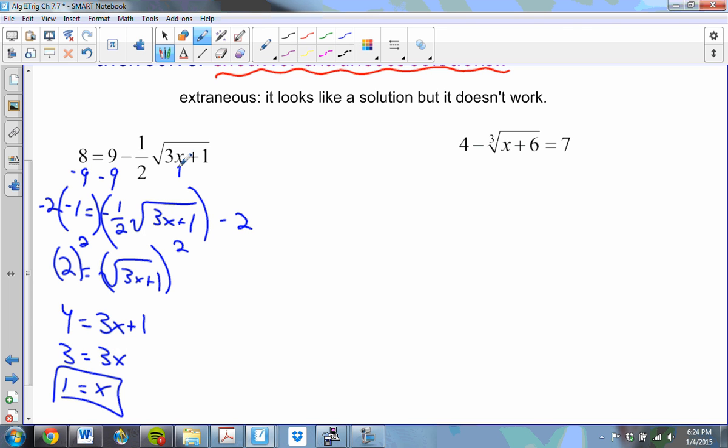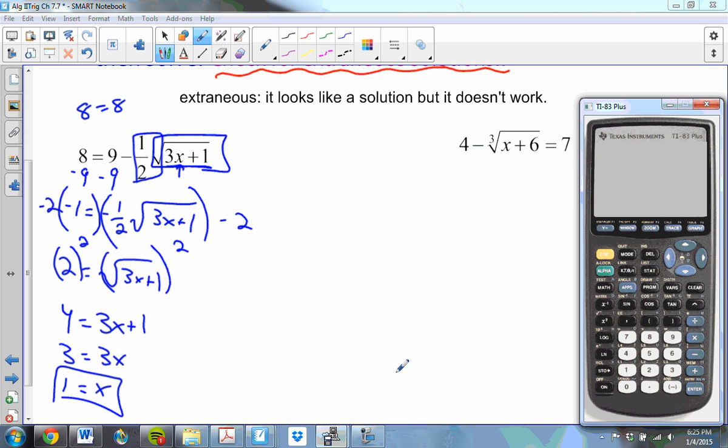I have to go back and check that to make sure that works. So I'm just going to plug a 1 in here mentally and see what happens. 3 times 1 is 3, 3 plus 1 is 4, the square root of 4 is 2, 1/2 times 2 is 1, 9 minus 1 is 8, so I get that 8 equals 8, and it checks. You can check those mentally really quick, but you could also just plug it into your calculator and do 9 minus 1/2 times the square root of 3 times 1 plus 1. Should get out 8. I get out 8, so this answer checks. I'm good to go.